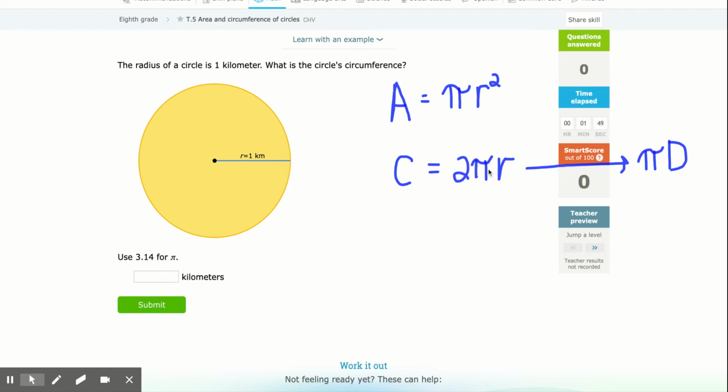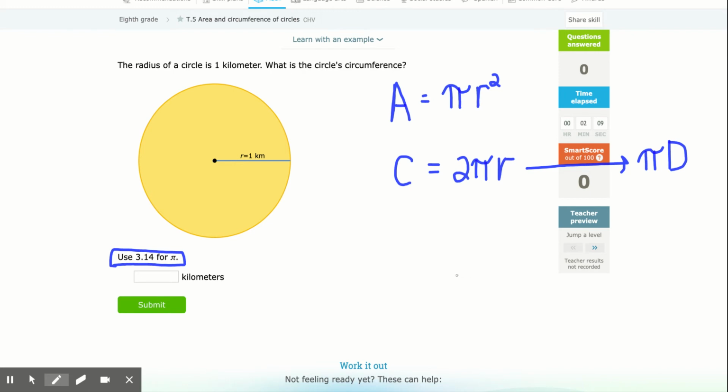Circumference is doubling pi times the radius, whereas area is the radius squared, which you have to do first, and then times by pi. Also note, they want you to use 3.14 for pi. Do not use the pi button on your calculators, otherwise the rounding will be off.